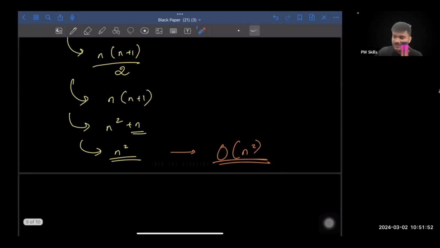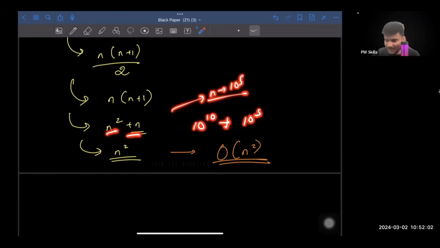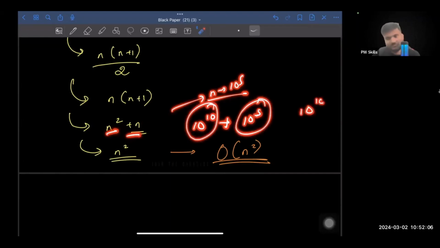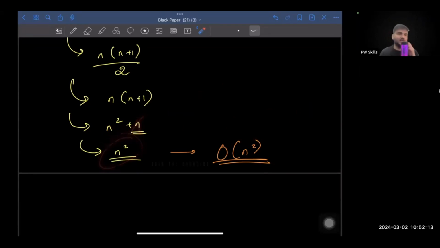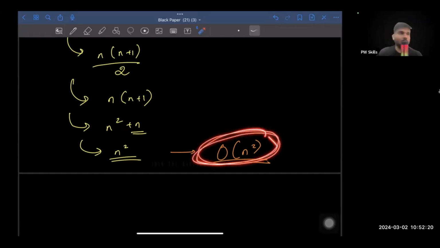If you simplify n into n plus 1, you get n square plus n. In n square plus n, again, if n is 10 raised to the power 5, this will be 10 raised to the power 10 plus 10 raised to the power 5, which is 10 raised to the power 10 only. This is too small in front of 10 raised to the power 10. So we will avoid this lower degree term as well, and hence we get n square. That's the worst possible case. That makes the big O notation of selection sort order of n square. How many of you are able to get this point? Drop a quick yes or no in the chat.